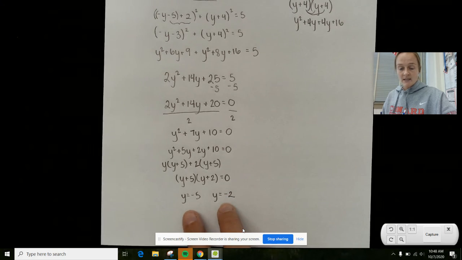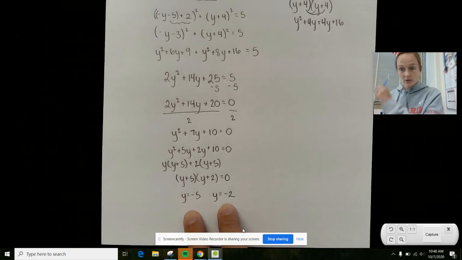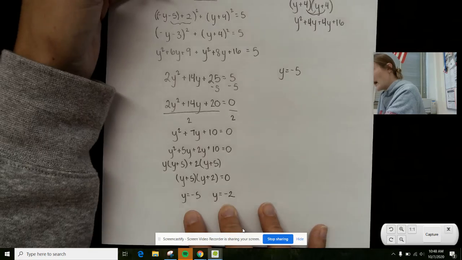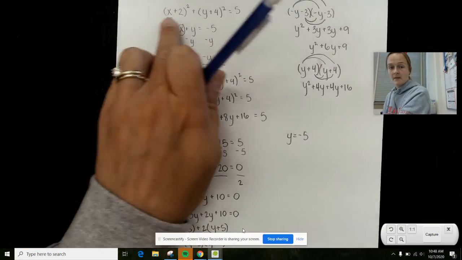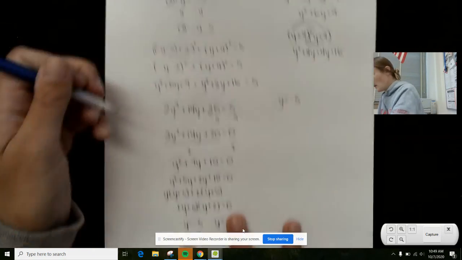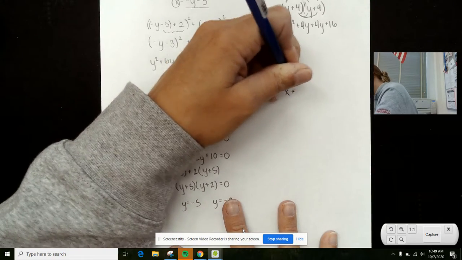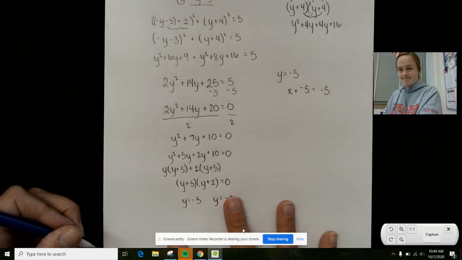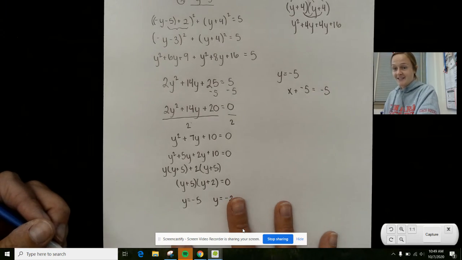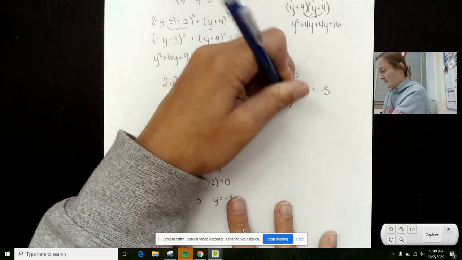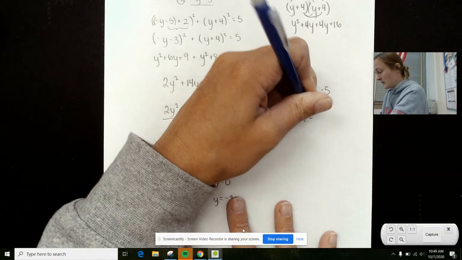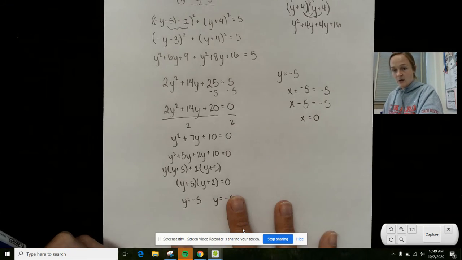So now I need to plug these into the original equation in order to find my x values. So first I'm going to do y equals negative 5. The equation was x plus y equals negative 5 up here. So x plus negative 5 equals negative 5. I'm going to solve this out, but it's pretty obvious that x equals 0. So x minus 5 equals negative 5. Add 5 to both sides, and I get x equals 0. So that point there is (0, negative 5).